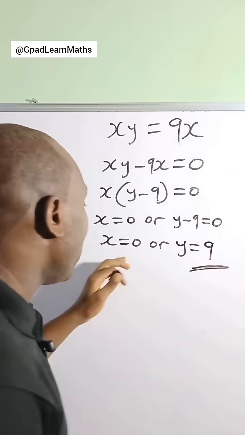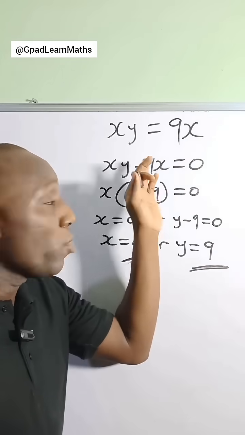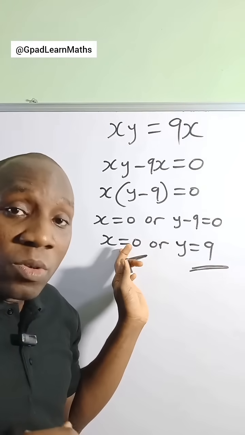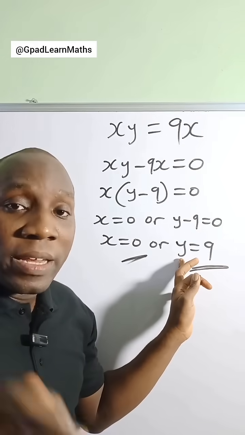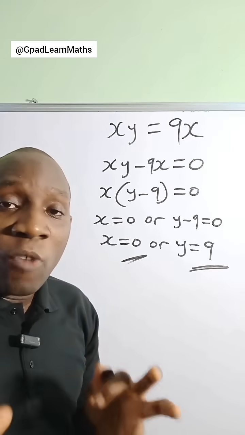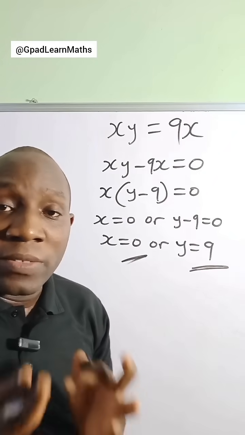So you see, we now have the values of x and y. But when we divided both sides by x, x just disappeared, just like that. But now we have the value of x and the value of y. So again, to wrap up, do not divide both sides of an equation by a variable because you don't know what value that variable is holding.